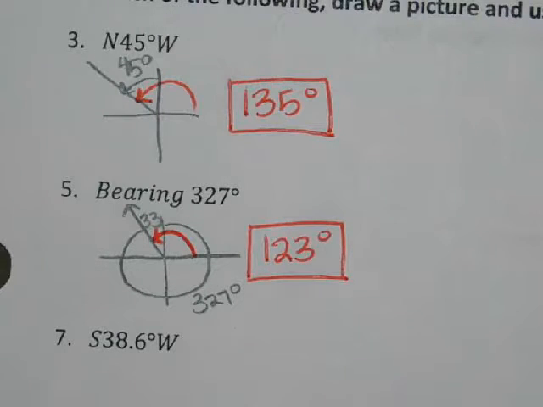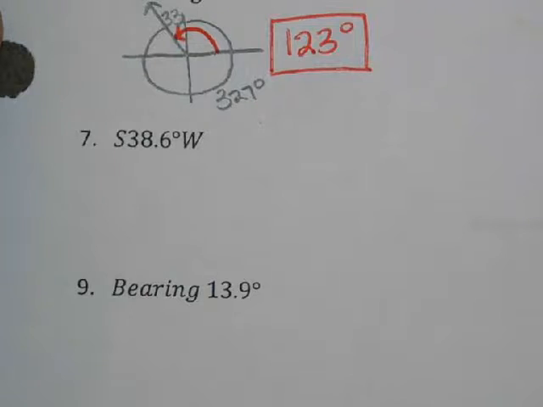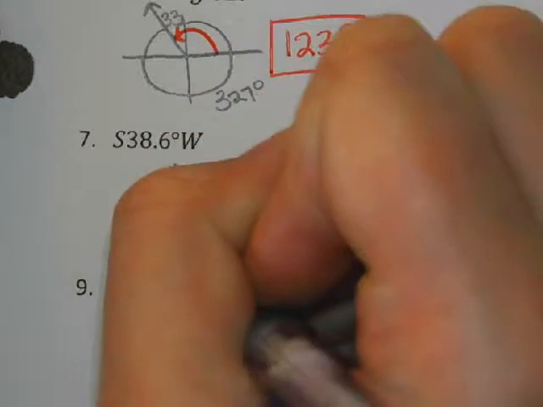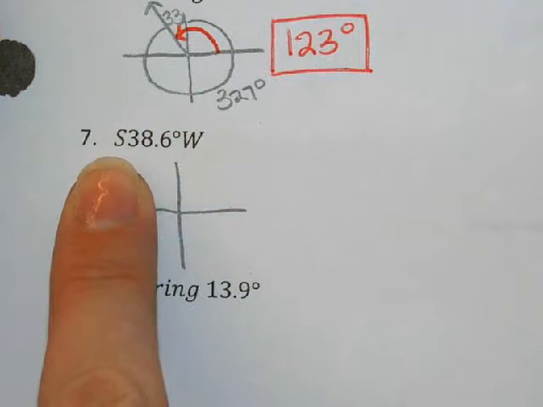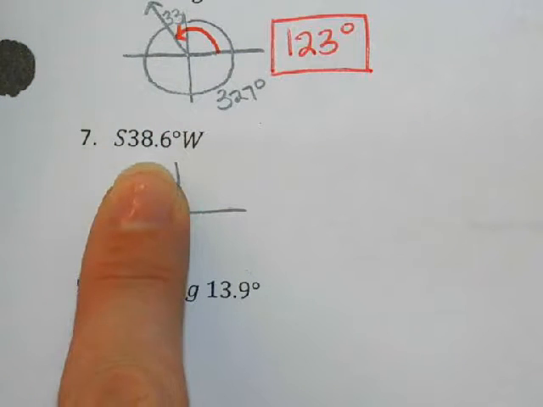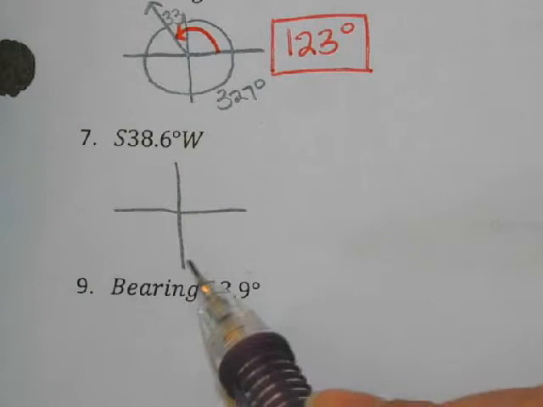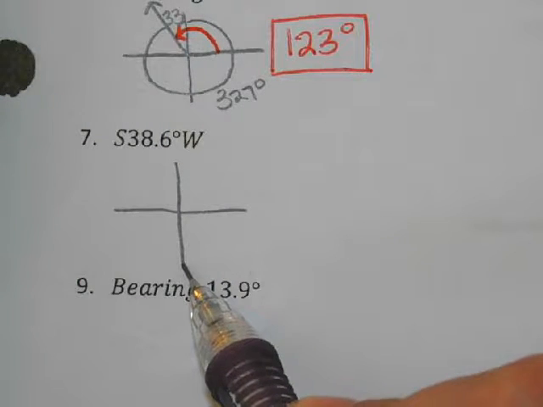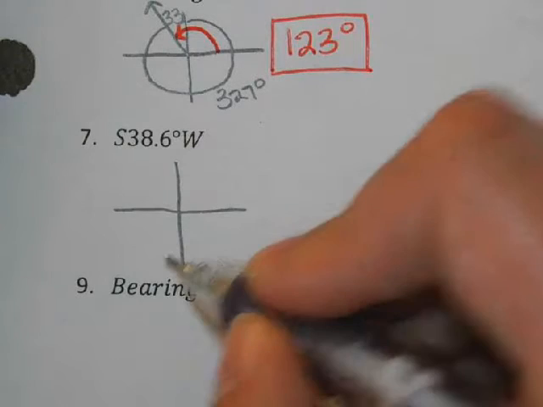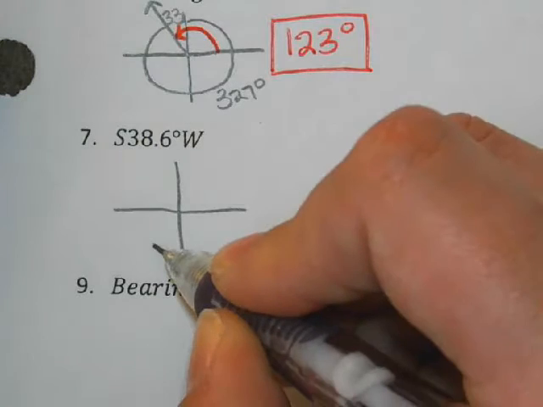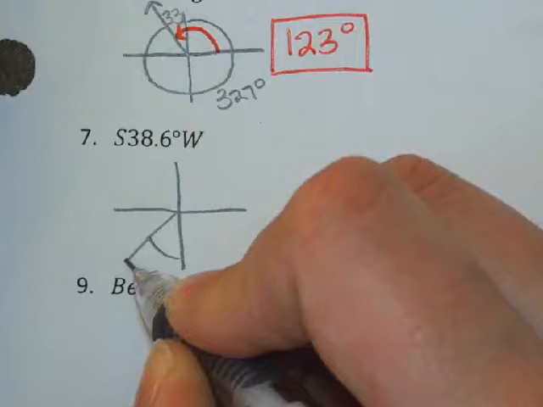Okay, let's try one more and then I'll let you guys practice these for a little bit. So this one says start at south and go 38.6 degrees to the west. So we're starting at the bottom this time because it says start at south and go 38.6 degrees to the west. So which direction are we going? Left. Yeah, we're going left, 38.6 degrees.